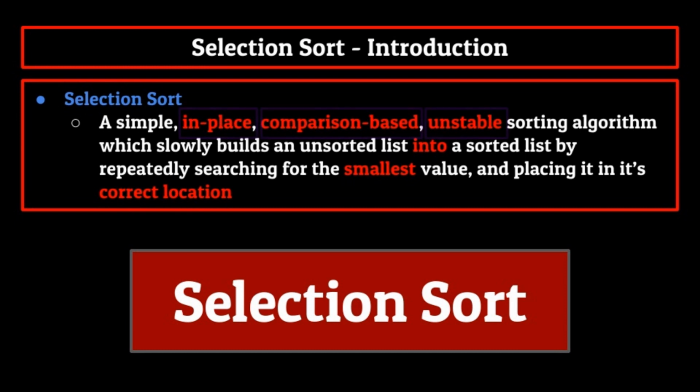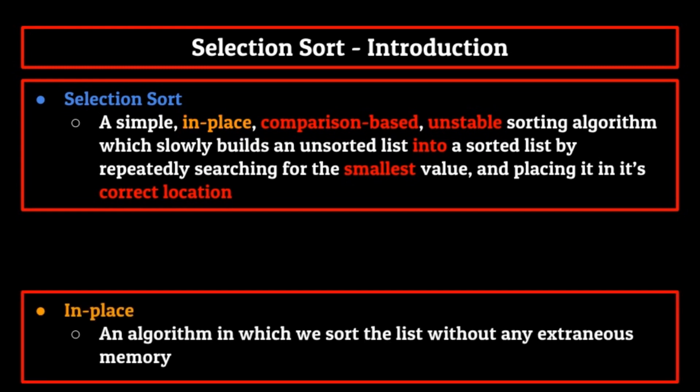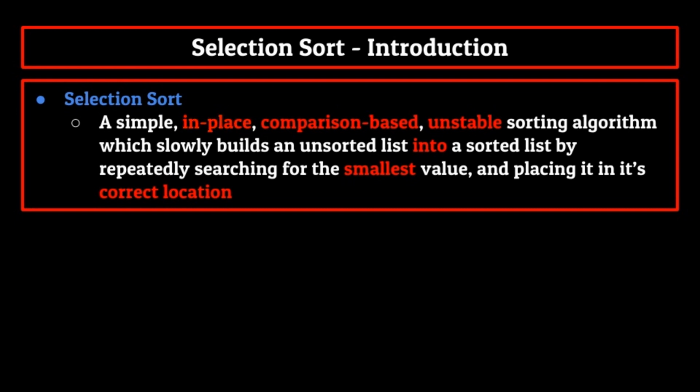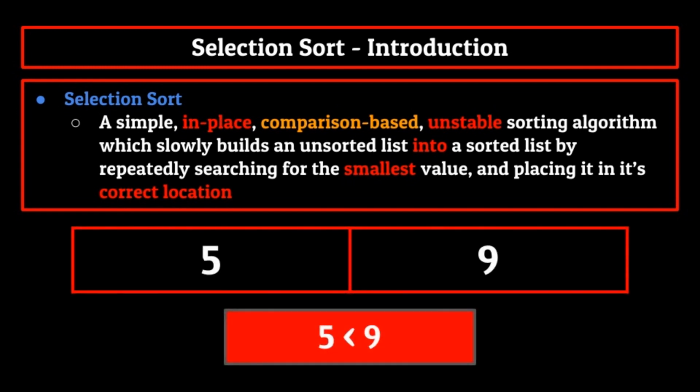Let's break down the adjectives I just used to describe the algorithm one at a time, because they may be new to you. An in-place algorithm is one in which we sort the list without any extraneous memory. Basically, the algorithm sorts the list without having to allocate any extra memory in the computer. When I state that the algorithm is comparison-based, that just means that we sort the list by comparing the elements in that list to one another, as opposed to some other method.